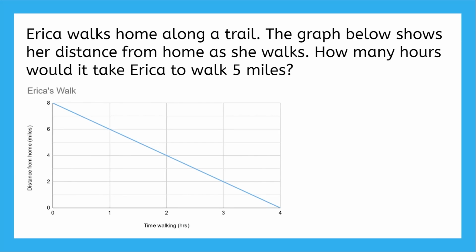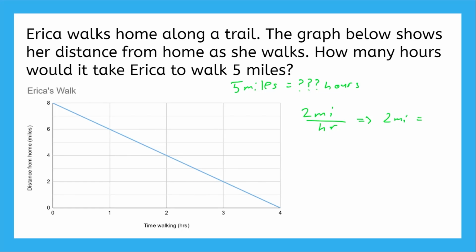Let's use the same graph to answer a different question. How many hours would it take Erica to walk 5 miles? What we're really trying to do here is convert 5 miles into some number of hours, but how? We don't have a conversion rate. Or do we? We already figured out that Erica walks 2 miles every hour. We can use that as a conversion rate. 2 miles equals 1 hour.